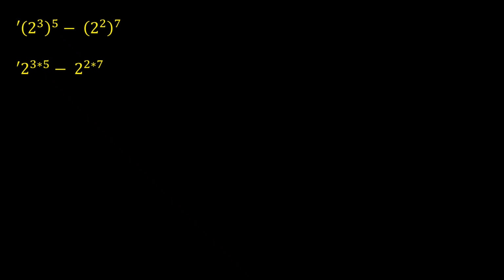Now, apply the power of a power rule. That means we multiply the exponents. We get 2 to the power of 3 times 5 minus 2 to the power of 2 times 7. Simplifying the exponents gives us 2 to the power of 15 minus 2 to the power of 14.